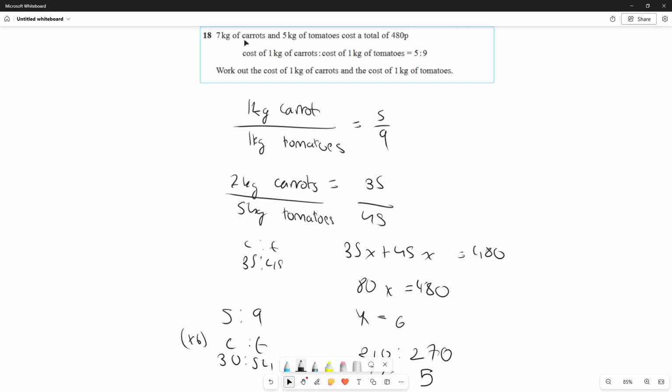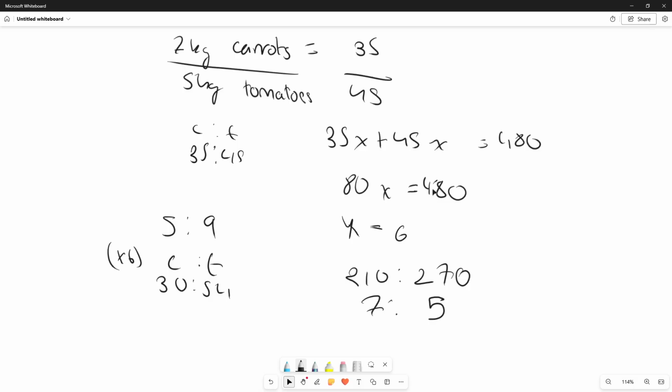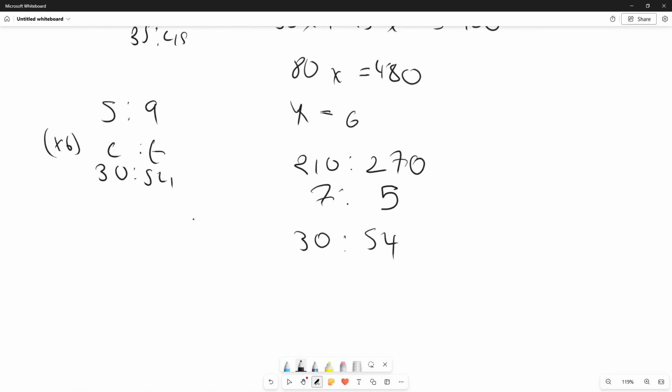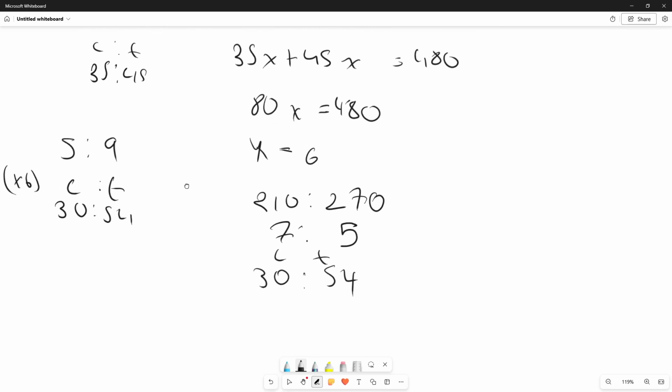You have 7 kilograms of carrots. So if you want 1 kilogram, we just divide by 7, and we get 30. Same thing. If you have 5 kilograms and you just want 1 kilogram, divide by 5, and we get 54. Okay, so that is how you get your answer. And same thing applies here, but we've just skipped that part by just dividing immediately and getting that. So that's the other way you could have done it.